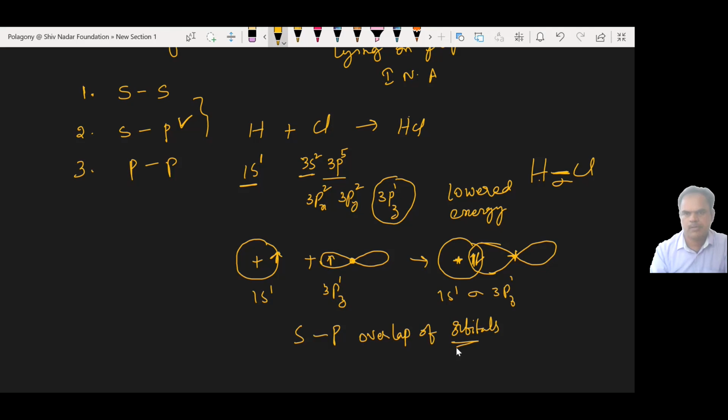Similarly, sp overlap is possible in HF, HBr and HI molecules. Let us discuss one more type of overlap, pp overlap.